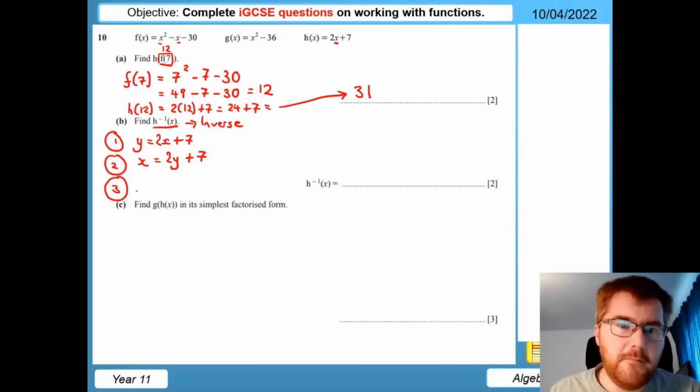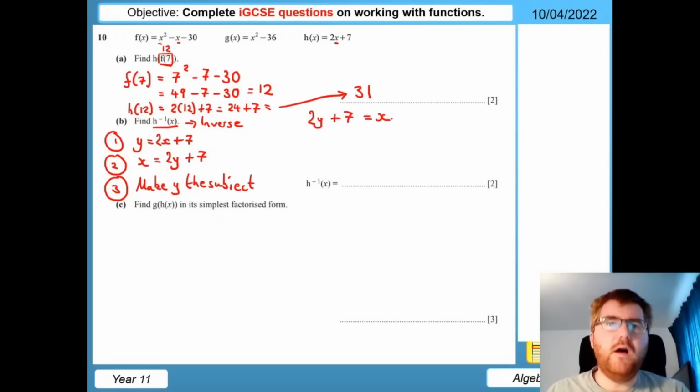So as soon as you see this inverse process, it's always the same calculation that we go through. First of all, I'm going to flip it, so I have the y's on the left-hand side. And now I need to get y on its own. So we go through this two-step procedure.